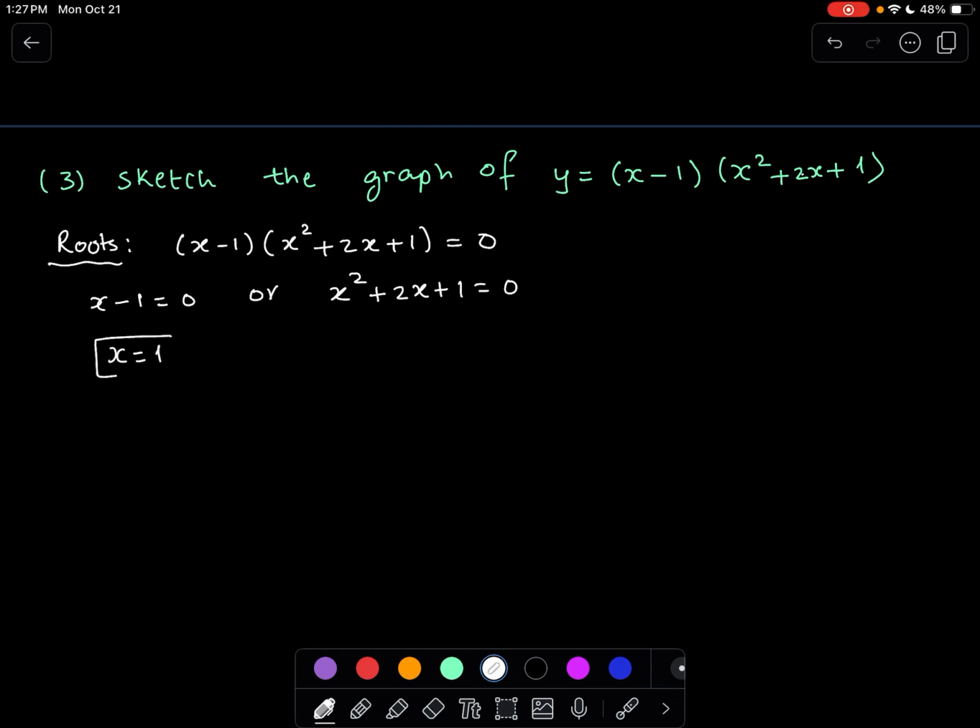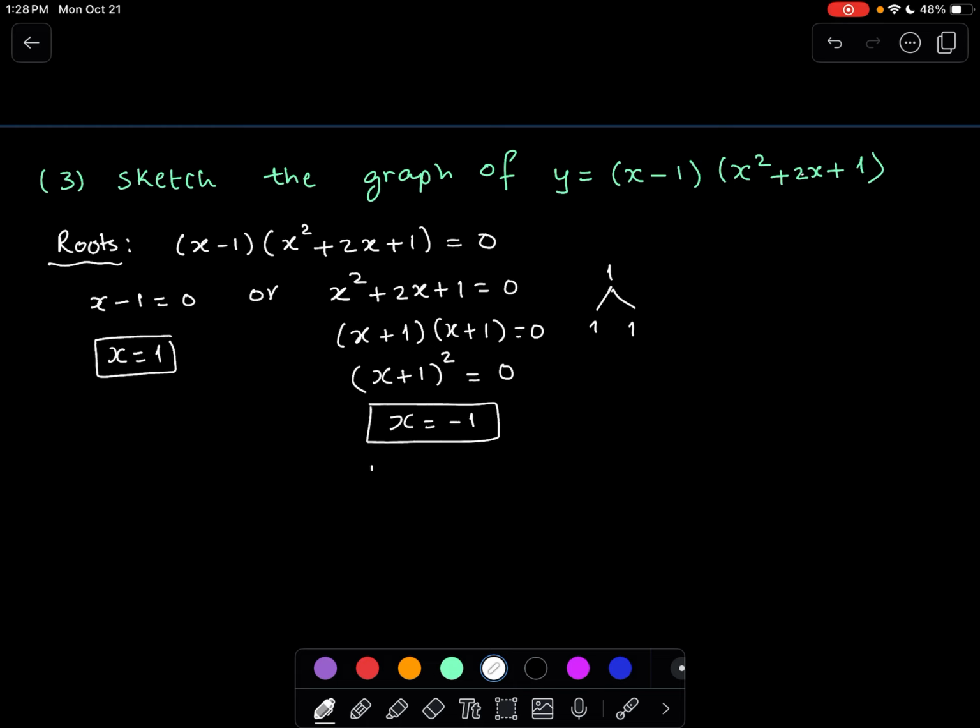So that gives me x is 1, or here I need to factorize this. So what are the factors of 1? The factors of 1 are 1 times 1 is 1, and does 1 plus 1 add up to 2? Yeah, multiplying to the last term and adding to the middle term. So 1 plus 1 adds to 2. So it's going to be x plus 1 times x plus 1. We could write this as x plus 1 bracket squared. It's a repeated root at x equal to minus 1. So this is your repeated root.